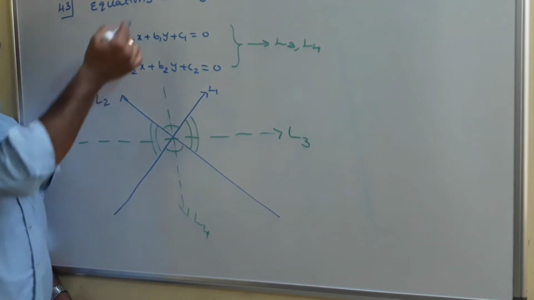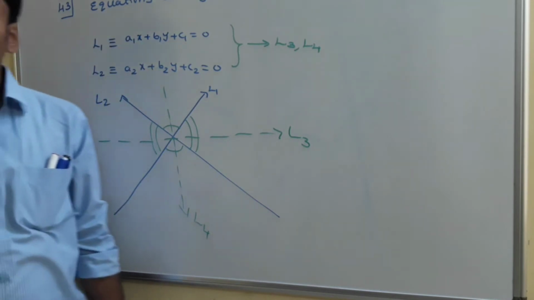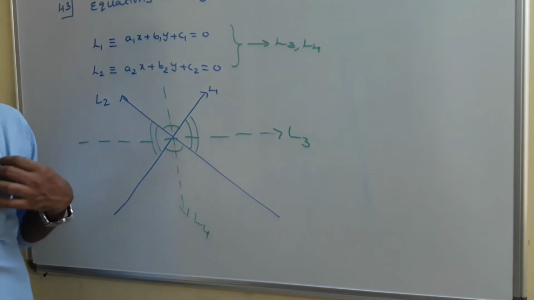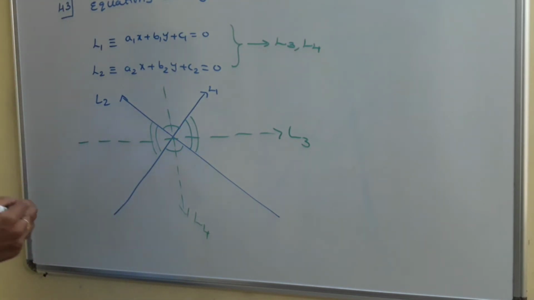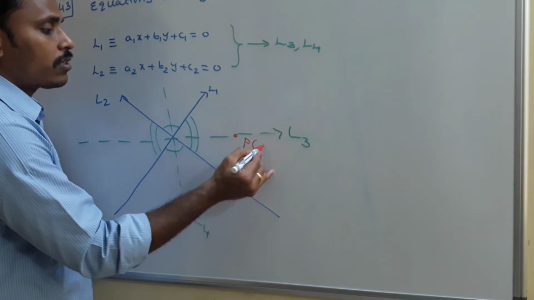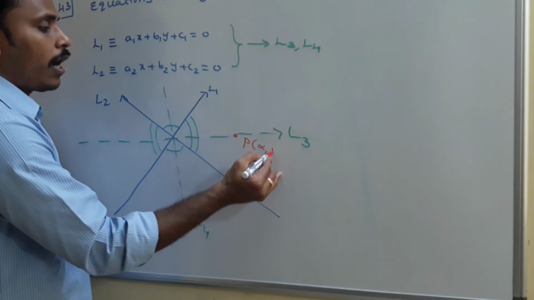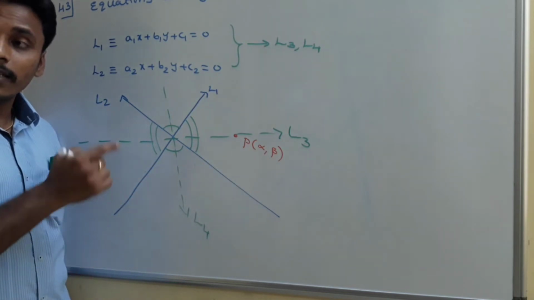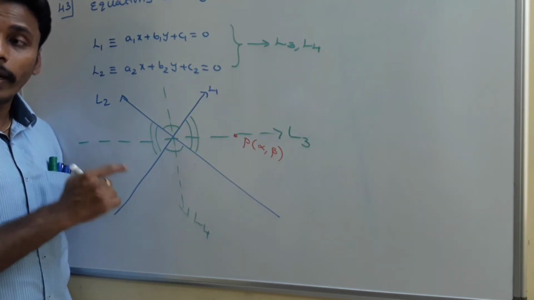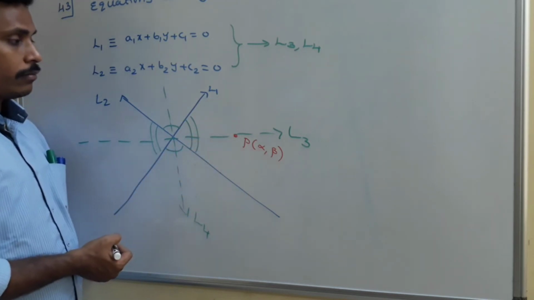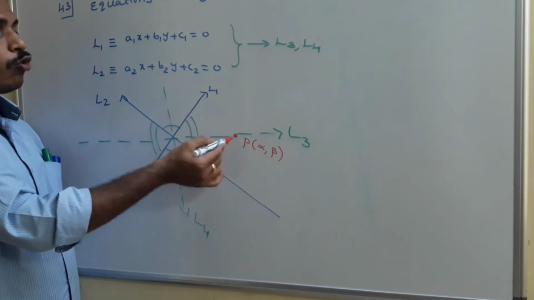Now L1 and L2 equations are given. We are going to find what? Equations of L3 and L4. Then further, if you take a point P on this L3, say P alpha comma beta be a point on that L3. Since P alpha comma beta is a point on this L3, as we mentioned, the distance from P to L1 and the distance from P to L2 are both equal.